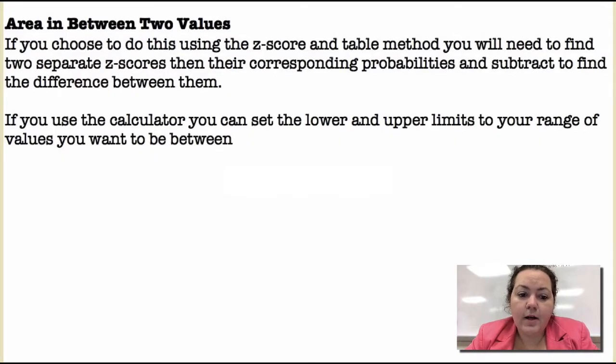All right, so area in between two values. If you choose to do this using z-scores and the table method, you will find two separate z-scores, then their corresponding probabilities from within the table, and then subtract those probabilities to find the difference between the area under the curve. If you use the calculator, you can set the lower and upper limits to your range of values that you want to be in between.